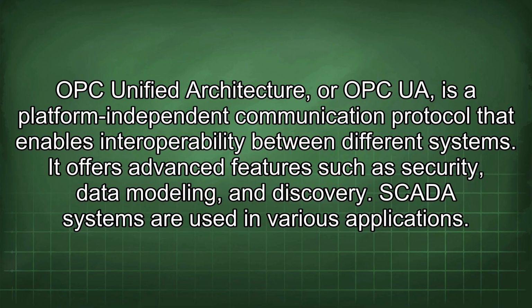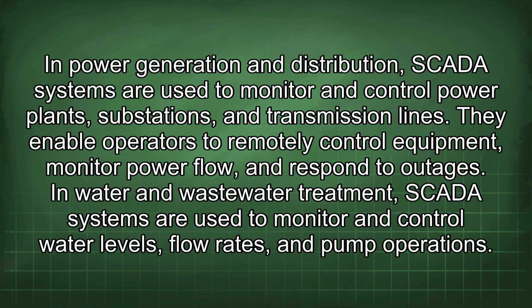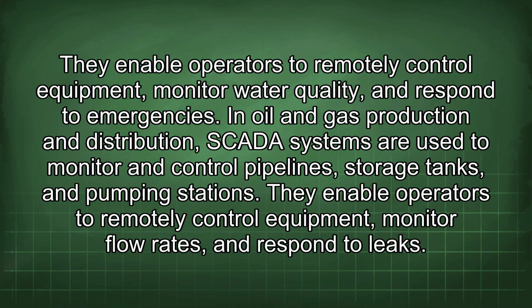SCADA systems are used in various applications. In power generation and distribution, SCADA systems are used to monitor and control power plants, substations, and transmission lines. They enable operators to remotely control equipment, monitor power flow, and respond to outages. In water and wastewater treatment, SCADA systems are used to monitor and control water levels, flow rates, and pump operations. They enable operators to remotely control equipment, monitor water quality, and respond to emergencies.